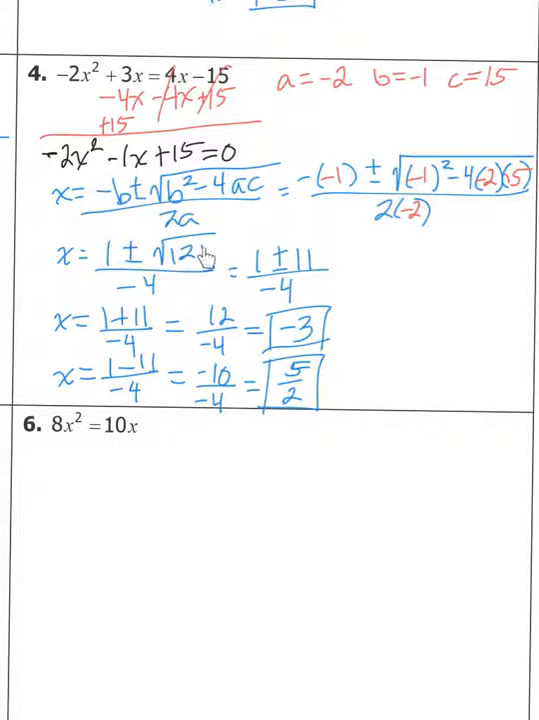So again, look at that discriminant. It's positive, so I should have 2 real roots. Okay, so we are going to skip all the way to questions 11 and 12.